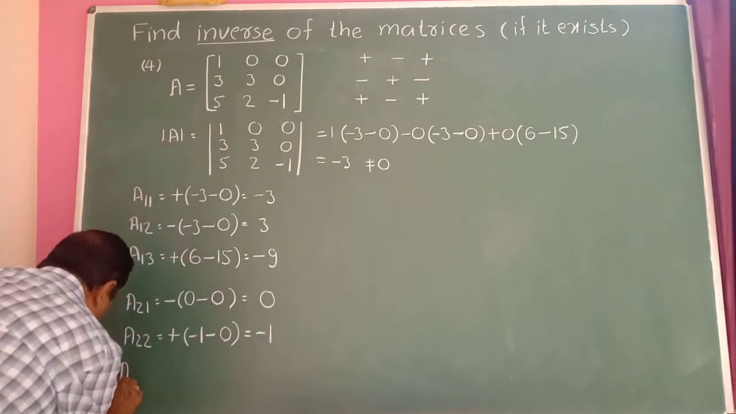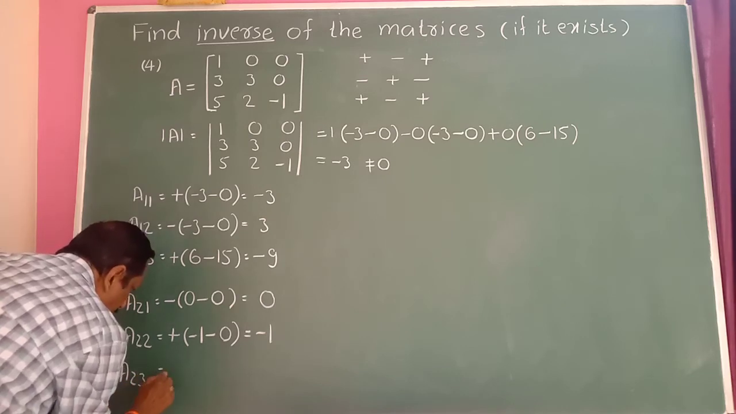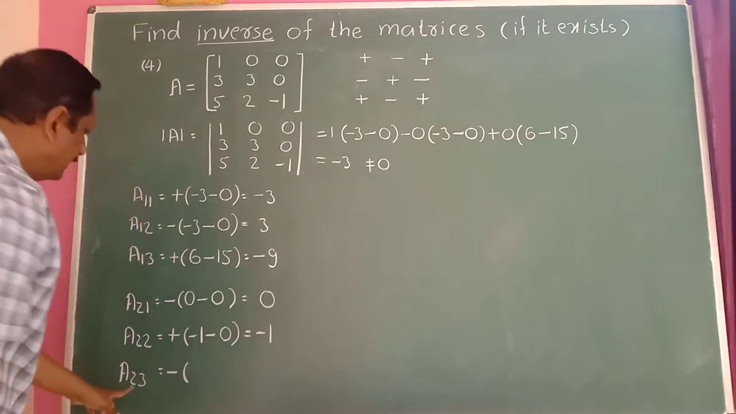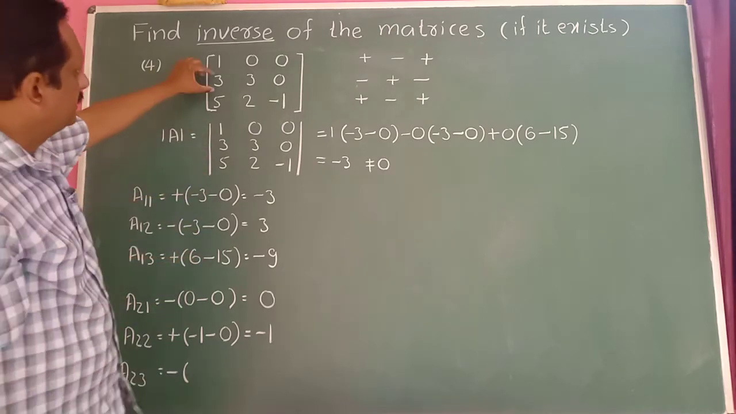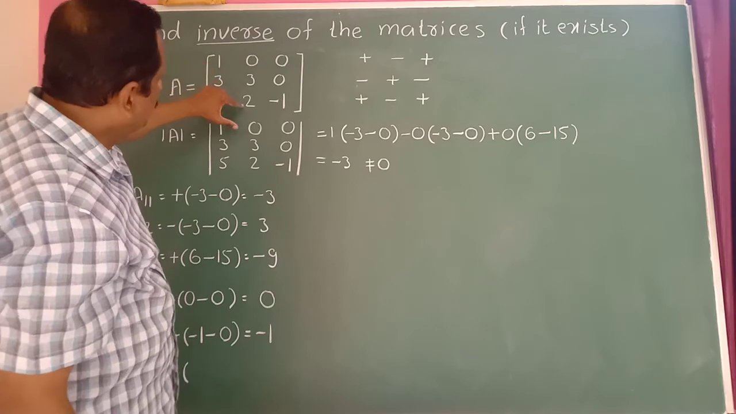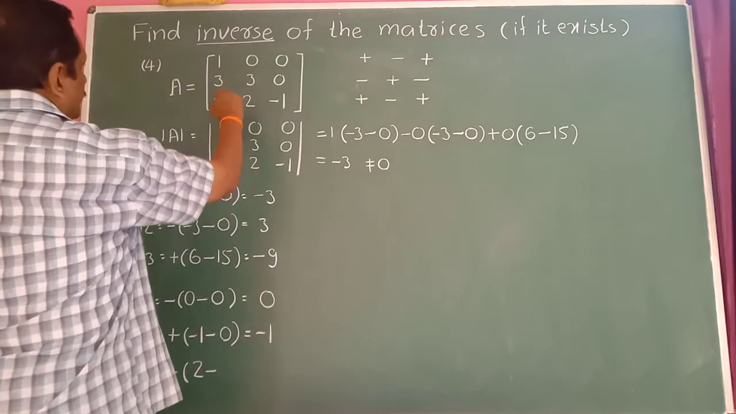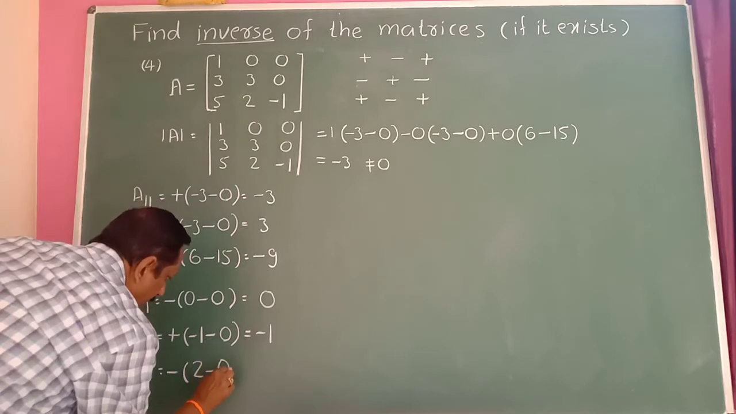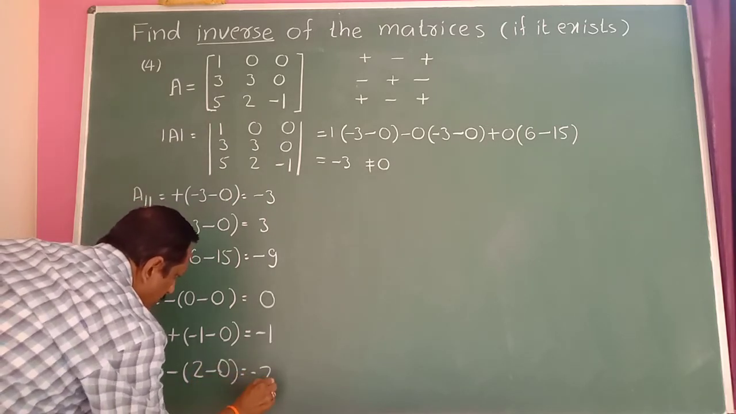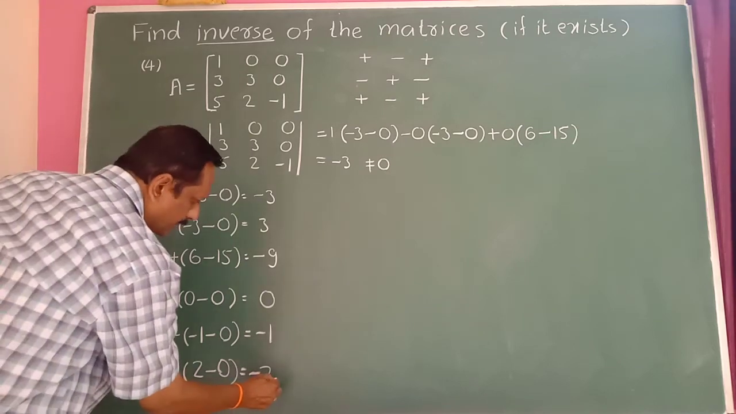Then A23 here. A23, 2 plus 3, 5, an odd number, take care minus sign. Deleting second row, third column. Deleting second row and third column here. 1 into 2 becomes 2. So right there 2 minus 0 into 5 becomes 0. Therefore this is equal to minus 2. These are minus 2.